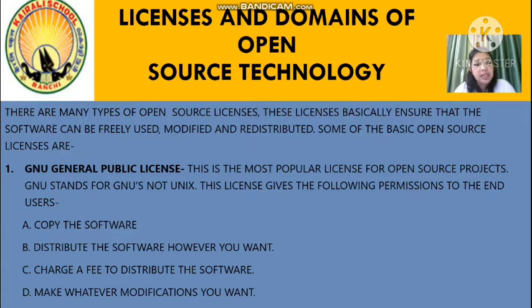Here there are four restrictions which I have given. First, the user is free to copy the software. They can distribute the software however they want, to copy it on a CD or transfer it online to someone. You can also charge a fee to distribute the software; it depends totally on you. Then make whatever modifications you want. Like for software whose source code I have, I have observed how the software is working, and if I want to make some modifications so that it works according to my requirement, I'm free to do that.